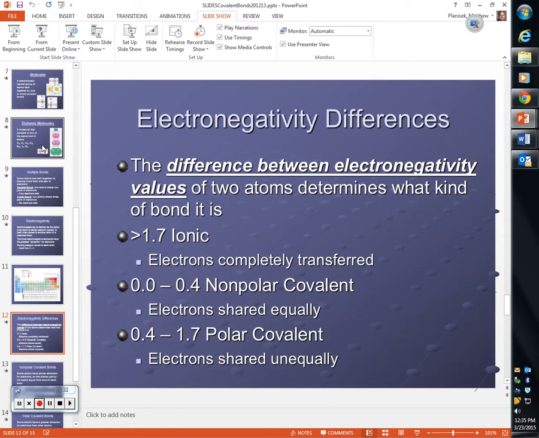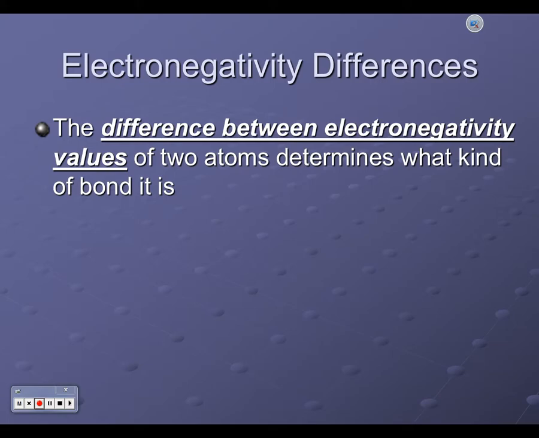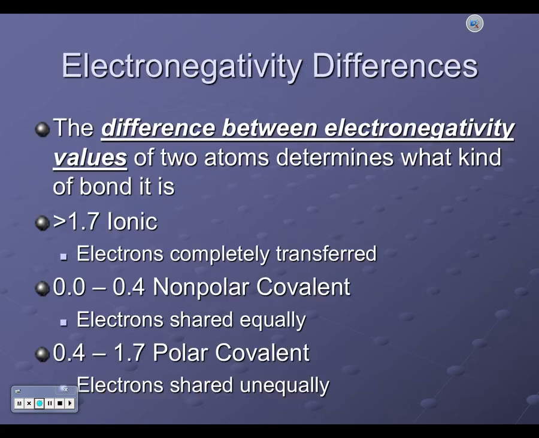When we are talking about bonding, like I said, you cannot just look at the electronegativity value of an individual atom. You have to look at the difference between the two atoms. And hence, difference between electronegativity values is bold and underlined and italicized. Okay? We need to compare the values, right? There are three boundaries that we look for.